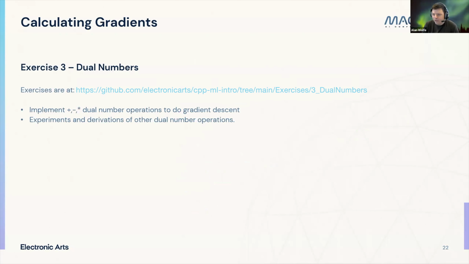Okay, so time for the third exercise. This one, again, is there in the repo. There are some instructions and the solution. It's a code exercise like last time. In this one, you're going to be implementing addition, subtraction, and multiplication in dual numbers so that it can do gradient descent and optimize a function. So go ahead, give it a try, and then come on back.